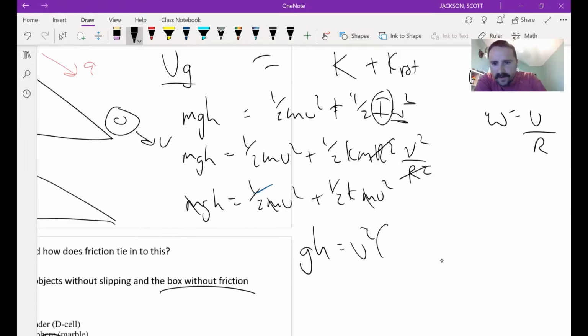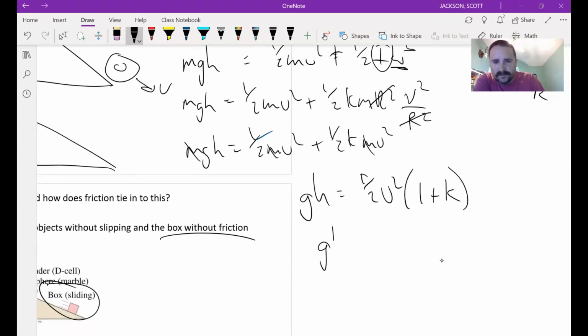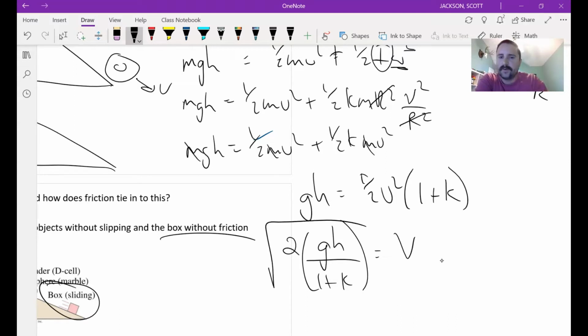They both have a 1/2, so I'm going to isolate it out: 1/2 v squared, and this is 1 plus k. So then if I wanted to solve for v squared, I would do gh over 1 plus k. I've got to get rid of the 1/2, so this is going to be multiplied by 2 equals v squared. To get rid of that, I could square root it.